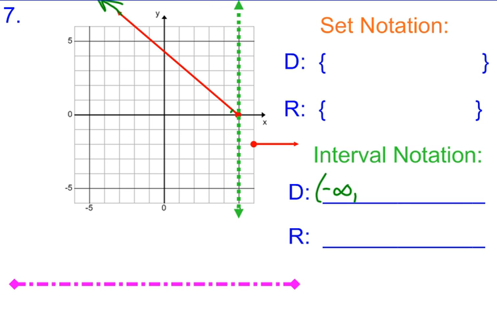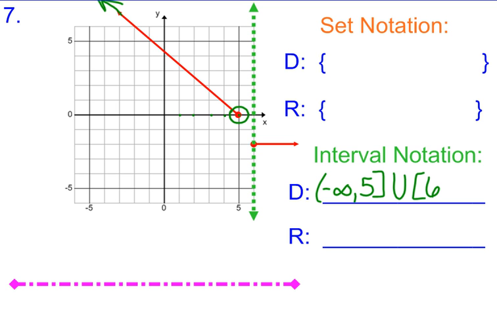This is where I stop touching red. And that's at 1, 2, 3, 4, 5. So x is at 5. So I'll do a 5. And since it's a closed circle, I'll use the bracket. I do start touching red again. I can see as I move my line, I'm going to touch another red line. So I'm going to have a union. And where I start touching again would be right here. That's at 6. So I'm going to use a bracket because it's a closed circle.